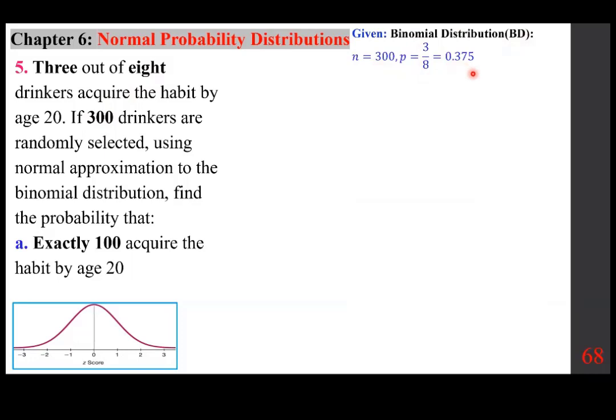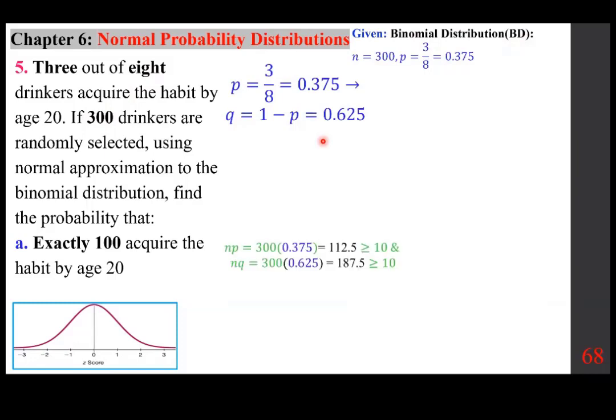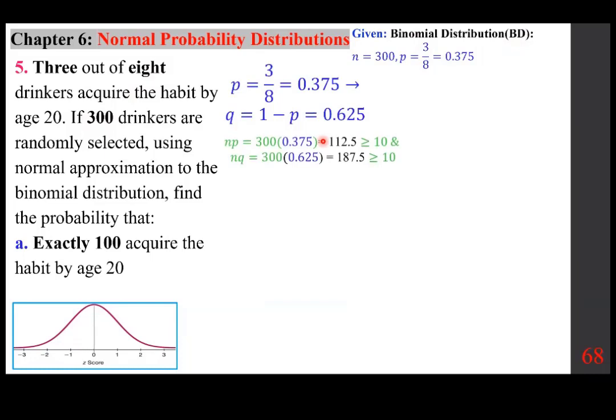So what do we need to do? First and foremost, let's calculate q, which is 1 minus p, because we are going to need that. The next thing is np and nq, which must be large, because we are going to approximate this by a normal distribution. We have to show those values are large enough, and as you can see, they are way larger than 10. We are in good shape. So we are interested in calculating the probability of x equals 100. Binomial distribution is a discrete distribution.